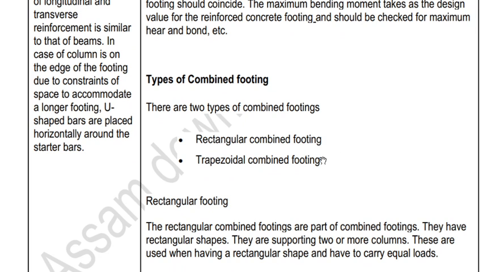Now there are different types of combined footing that we have discussed already. A combined footing can be a rectangular shape, or it can be a trapezoidal shape. The shape of the combined footing will be decided based on the type of loadings which are applied on the columns supported by the footings.